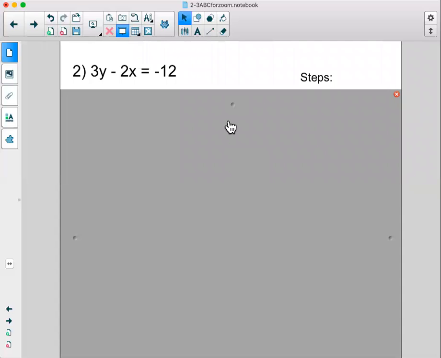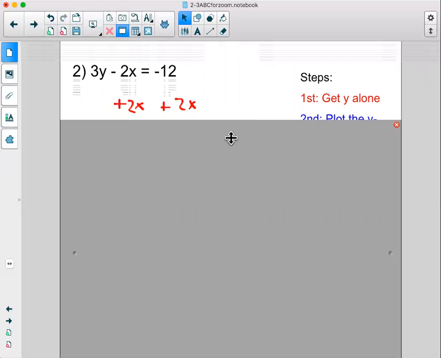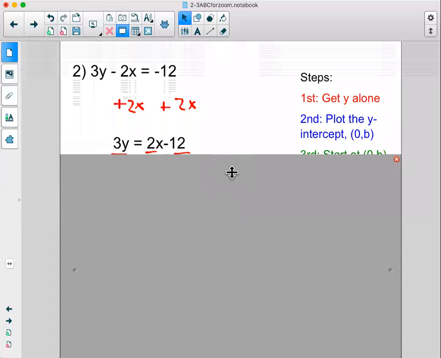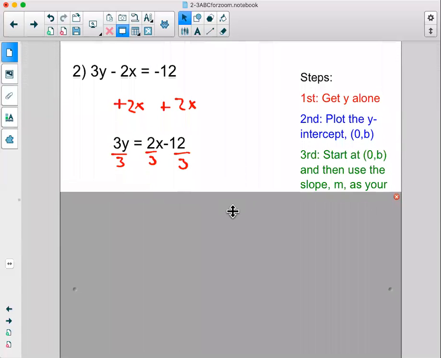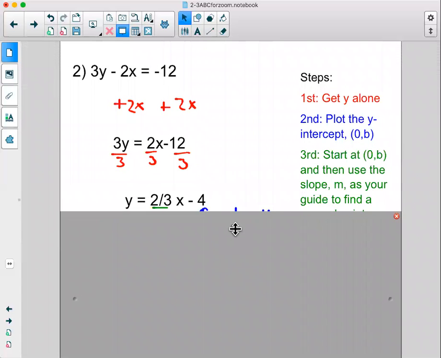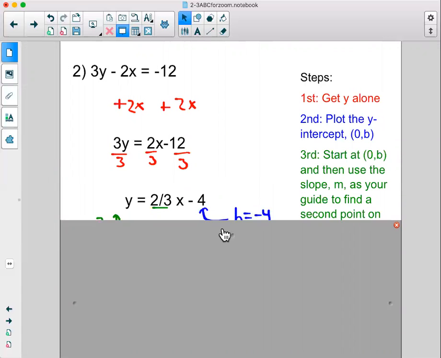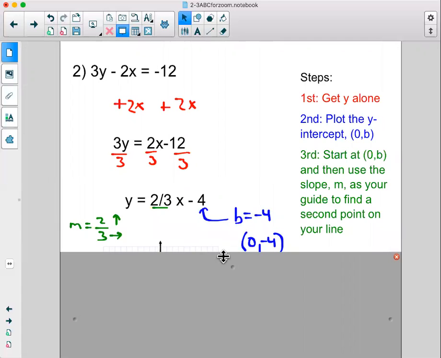So pause the video and practice on your own paper, and then press play for the solution. Steps. First, we're going to get y alone. We're going to add 2 to both sides, and then we're going to divide everything by 3, and now we've got y alone. Then we're going to find b. b is negative 4, so our y-intercept is (0, -4).